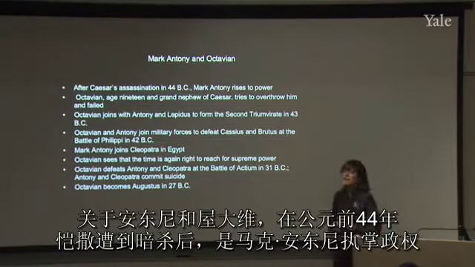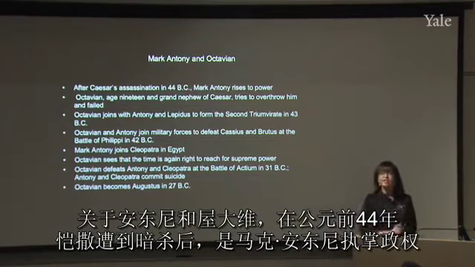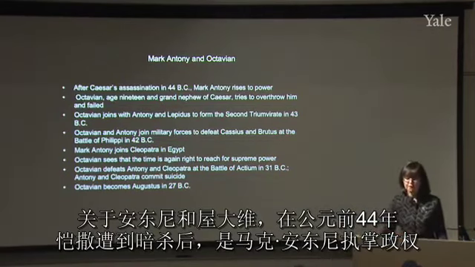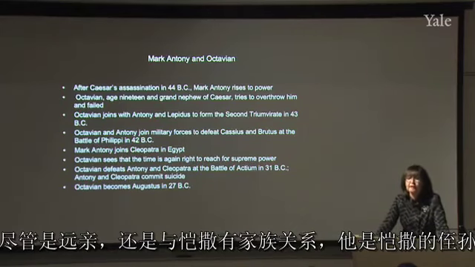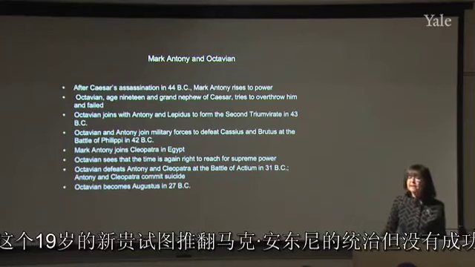With regard to Antony and Octavian, after Caesar's assassination in 44 BC, it was Mark Antony who rose to power. Octavian was only 19 at the time, so your age, and he was the grandnephew of Caesar. So he had a familial relationship, although a fairly distant one, to Caesar. And this 19-year-old upstart tried to overthrow Mark Antony, and he was not successful.